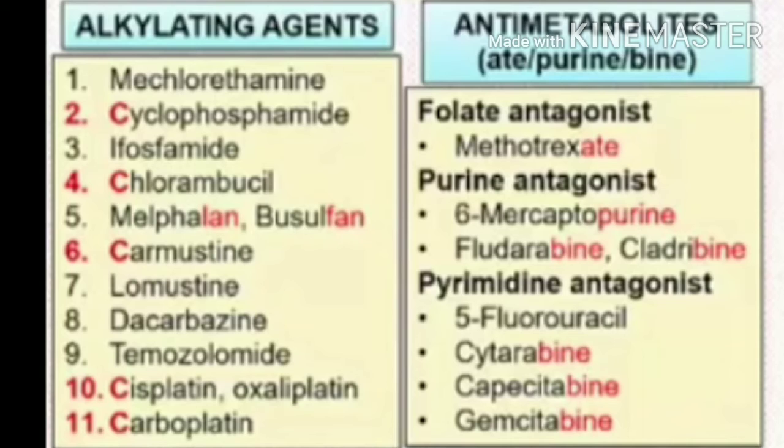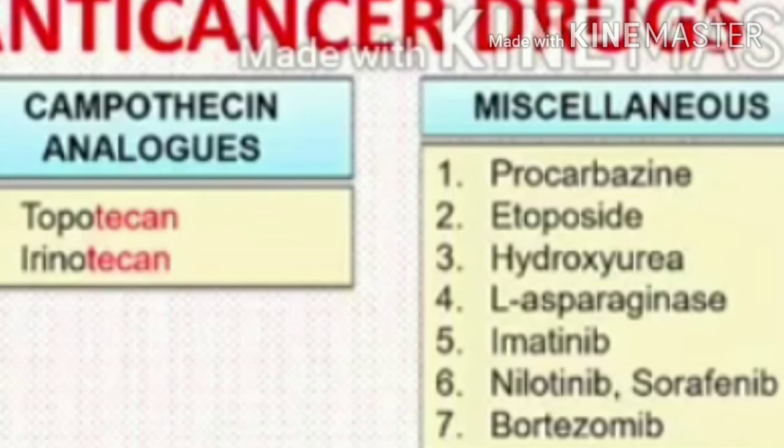Now we observe that most of the drugs starting with the letter C are alkylating agents, such as cyclophosphamide, chlorambucil, carmustine, cisplatin, and carboplatin. Last, we have the miscellaneous group. In this group, we have procarbazine, the epipodophyllotoxin, that is etoposide, the hydroxyurea, the enzyme L-asparaginase, tyrosine kinase inhibitors such as imatinib, nilotinib, and sorafenib, etc., the proteasome inhibitors such as bortezomib.